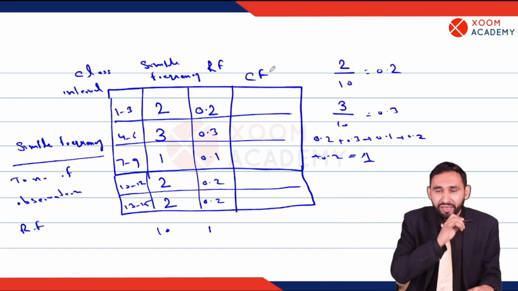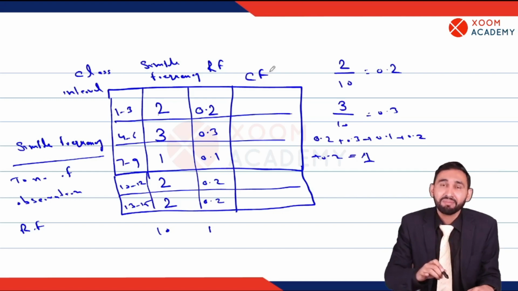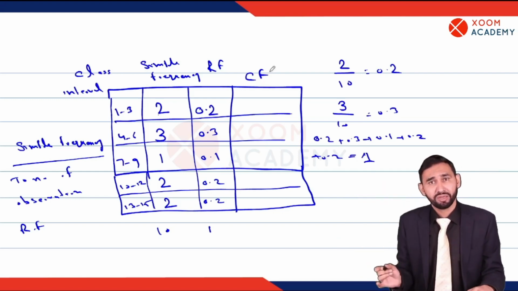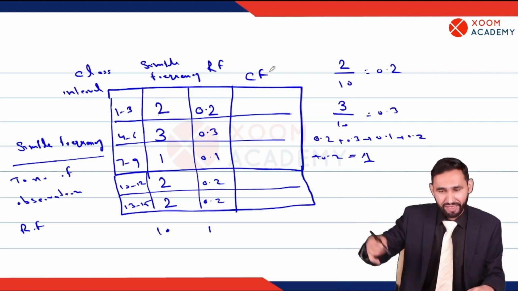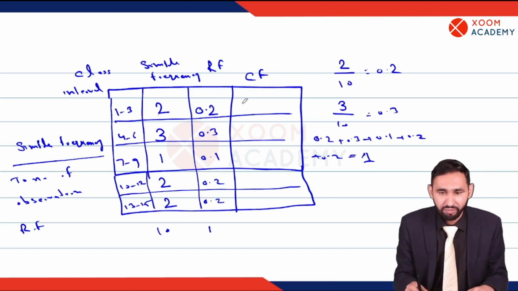In the same way, we take the first relative frequency in the first step. In the second step, we add first and second. In the third step, we add first, second, and third. In the fourth step, we add all of them. In the fifth and last step, we add all the 5. So the cumulative frequency of 1 to 3 is 0.2. And for the cumulative frequency of 1 to 6, we need to add these 2.